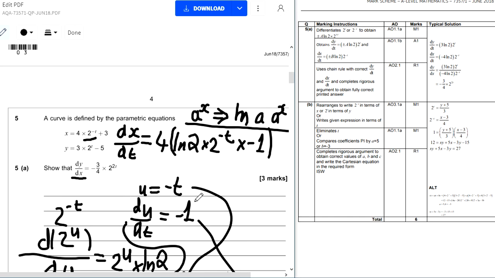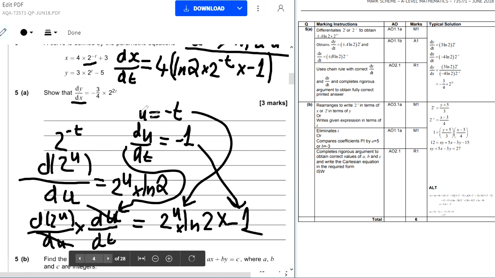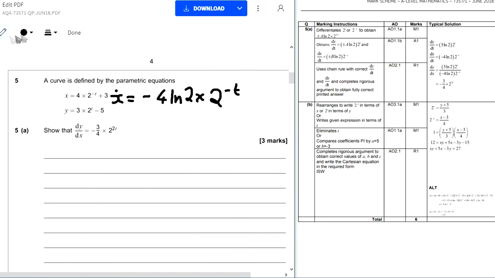Honestly, this should just be in your brain whenever you're doing differentiation. If it's not just t, or if it's not just a single unit, you've got to use the chain rule. And then you have the plus 3, which obviously just disappears because it's a constant. So that's our dx. I'm just going to clear the board and write that down.